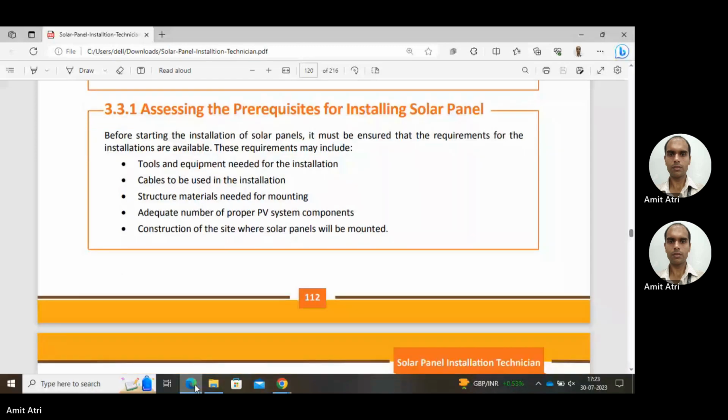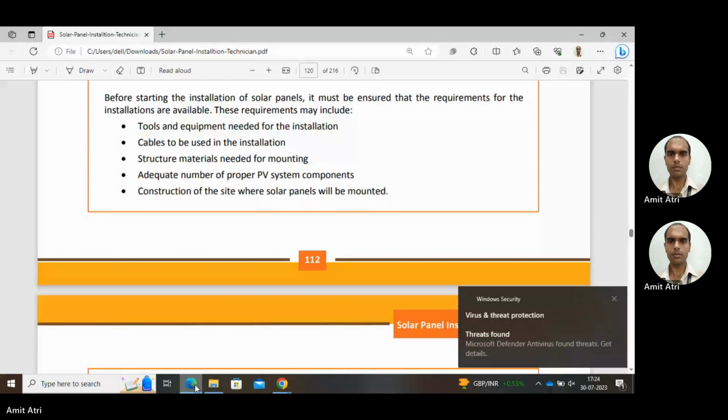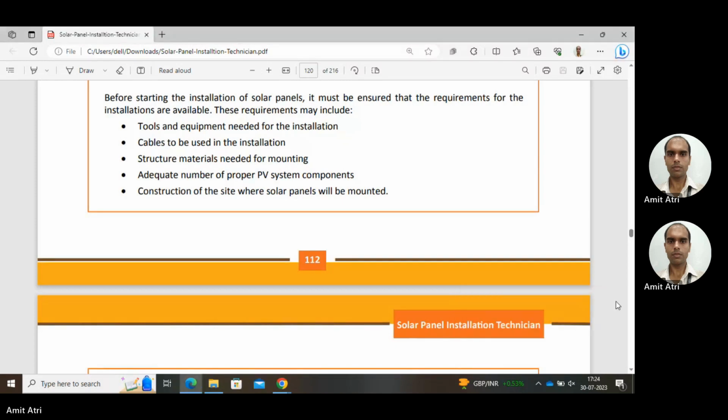Tools we have discussed one by one. We are discussing now the requirements. The different types of tools and equipment should be made available. Cables, the type of cables which are needed as per our requirement. In the previous topic we discussed in detail the cables, wires, and wiring of the whole system. The structure materials needed for mounting should be ready, only then can we mount our system. The other components needed for the solar PV system should all be available in a suitable amount.